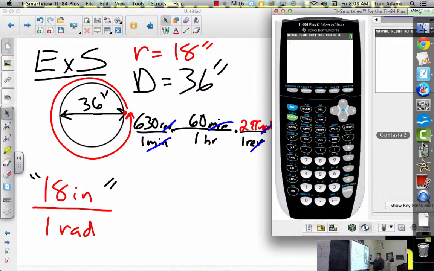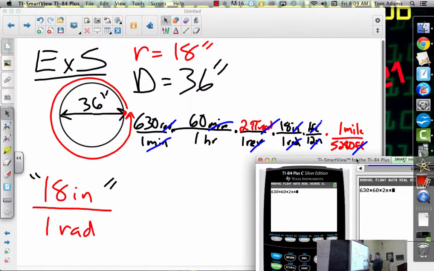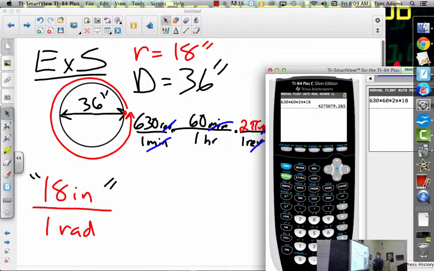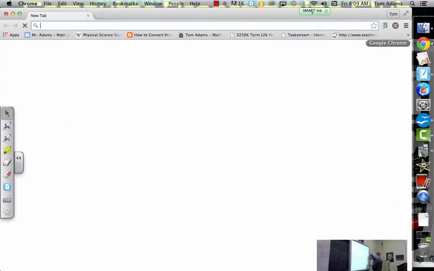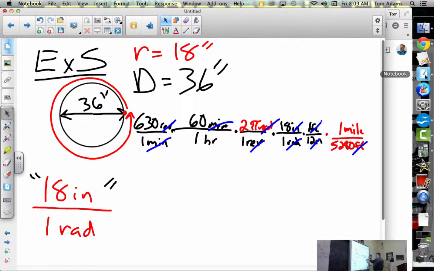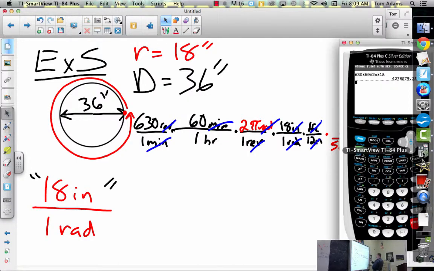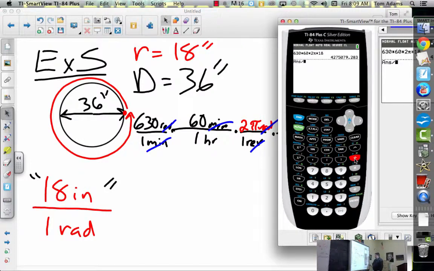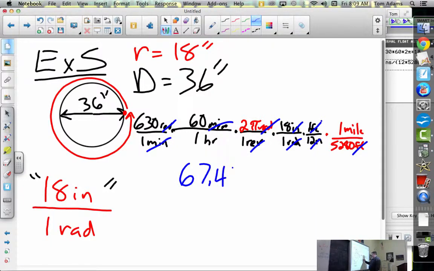So to plug that in the calculator, I have 630 times 60 times 2 pi times 18, and then we're done for the top. So that's a really big number, and that gets divided by 12 times 5,280. So I'm going to divide that answer by, in parentheses, 12 times 5,280, like that. So I get 67.47. That seems reasonable. 67.47. Now, what units am I left with? Miles per hour.